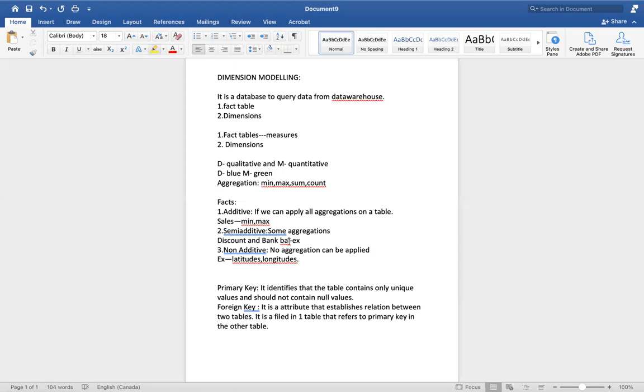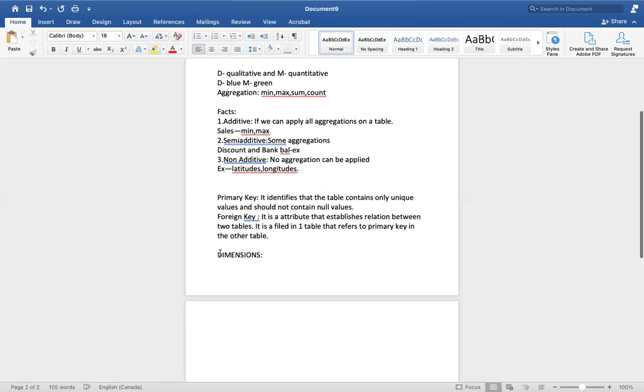Okay, previously we discussed dimensions, right? So coming to Tableau, there are 9 different types of dimensions. So we'll discuss each of them briefly.